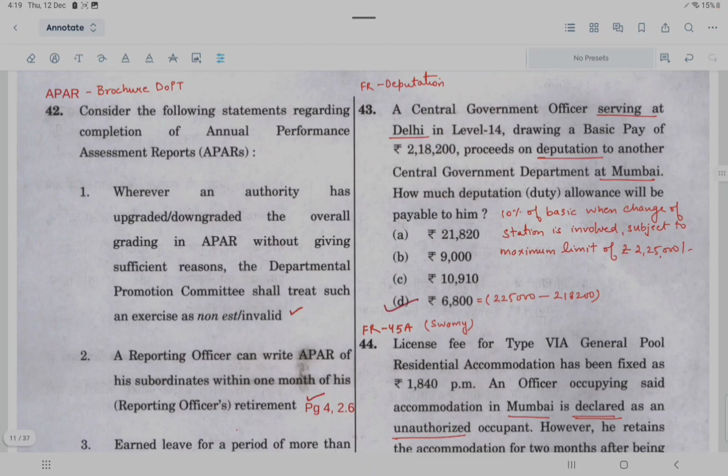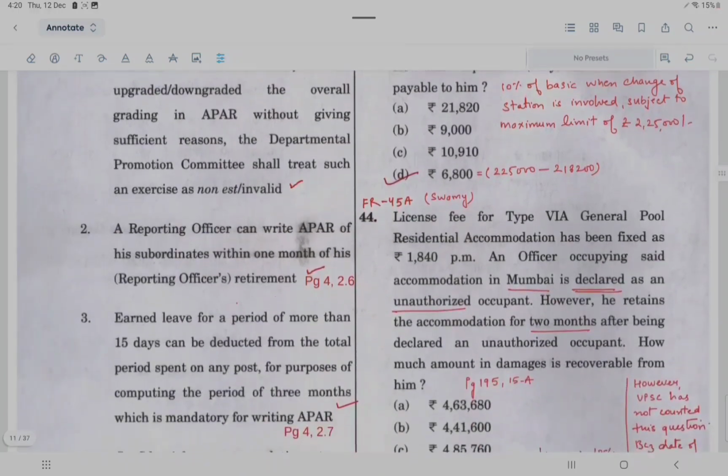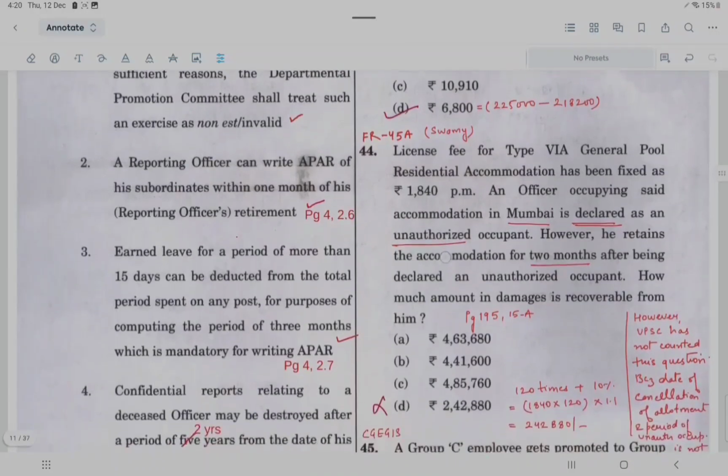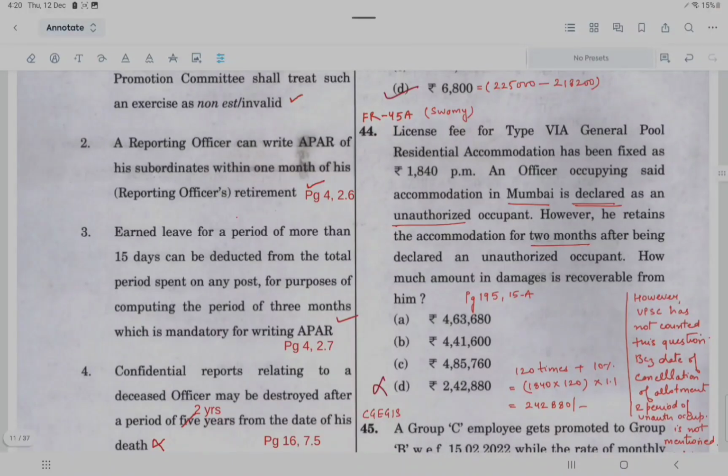So option 1 is that wherever an authority has upgraded or downgraded the overall grading in APAR without giving sufficient reasons, the DPC shall treat such an exercise as invalid. Yes, that is correct, because if you make some changes, you need to give proper justification for the same while writing the APAR. If you don't give, then it shall be treated as invalid by DPC. Next statement is reporting officer can write APAR of his subordinates within 1 month of his retirement.